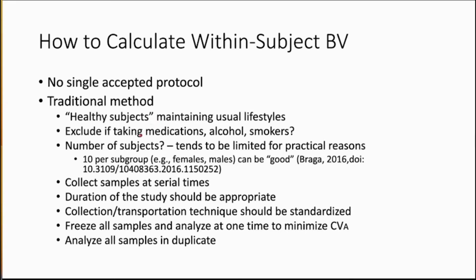Now, there are a lot of practical questions here. Do we exclude people if they're taking medications? Do we exclude people who are taking alcohol or other drugs or smokers? How many people need to be included in these kinds of studies? Because of cost reasons and practical reasons, these tend to be limited to relatively small groups. And there's this proposal that as few as 10 individuals per subgroup, such as females and males, can be, quote, good.